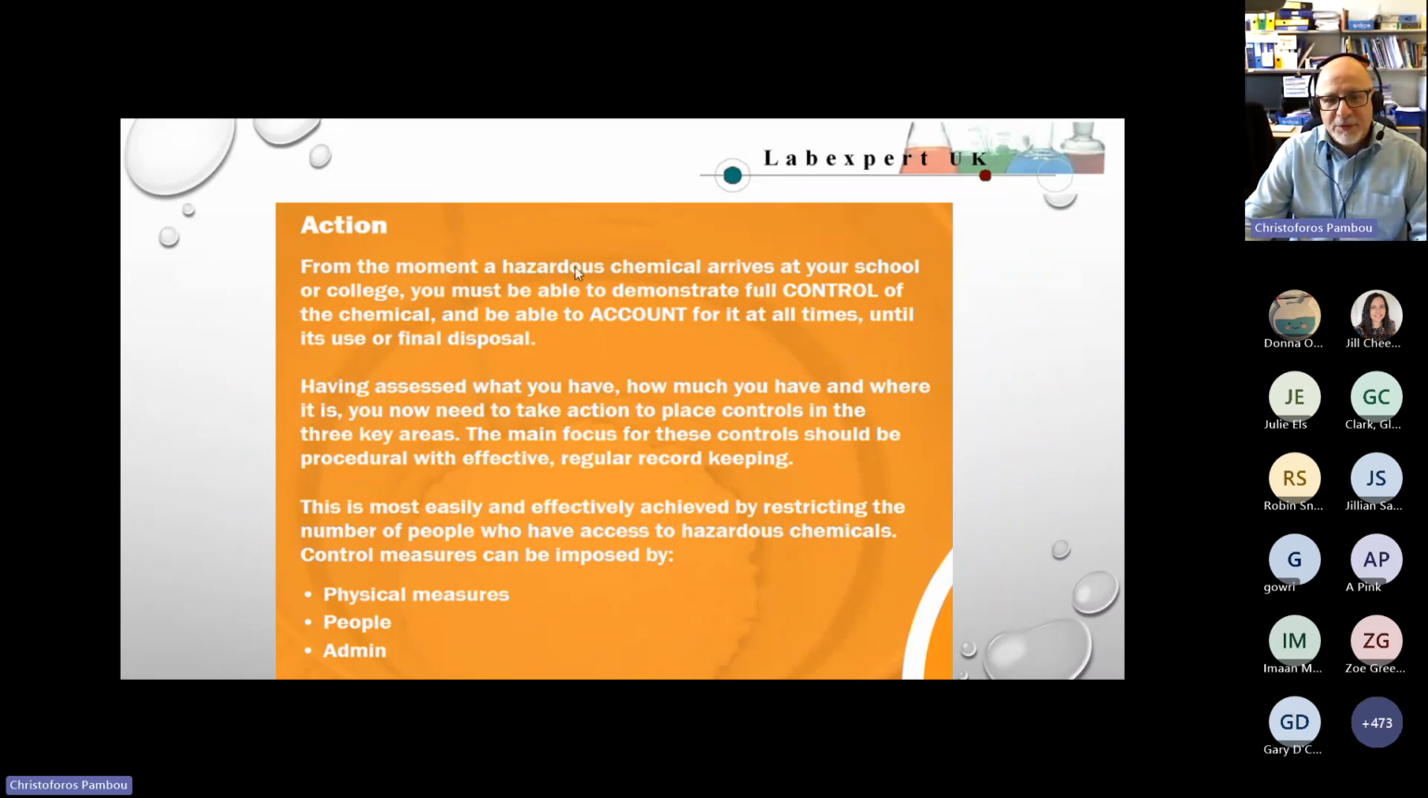And this is kind of what we're going back to. It's brilliant. It covers the Q&As here. So from the moment hazardous chemicals arrive at your school or college, you must be able to demonstrate full control of the chemical, and be able to account for it at all times until its use or final disposal. So this is what we kind of covered already. Having assessed what you have, how much you have, and where it is, you now need to take action to place controls in the three key areas, which are the physical measures, the people, and the admin.